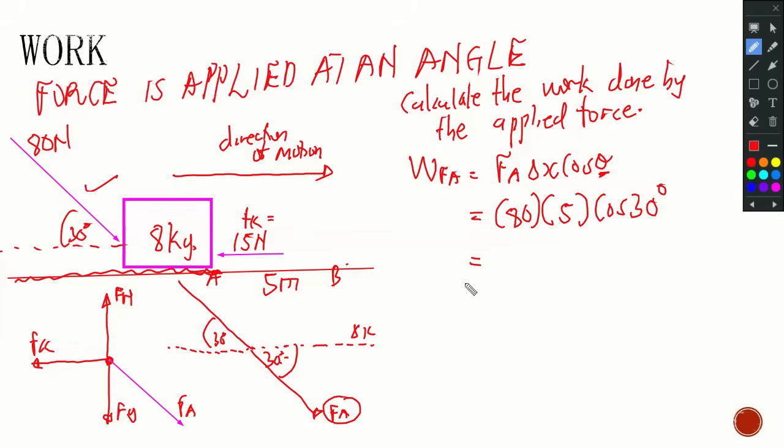And then you simply grab the calculator and press all of that. So you have cos 30 degrees, and then you have your answer. That's 346.41 joules. Right. Okay, and then basically that's that.